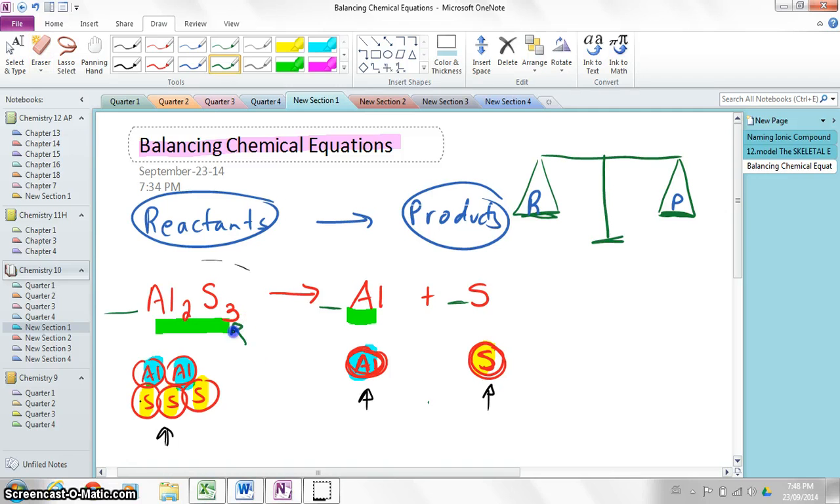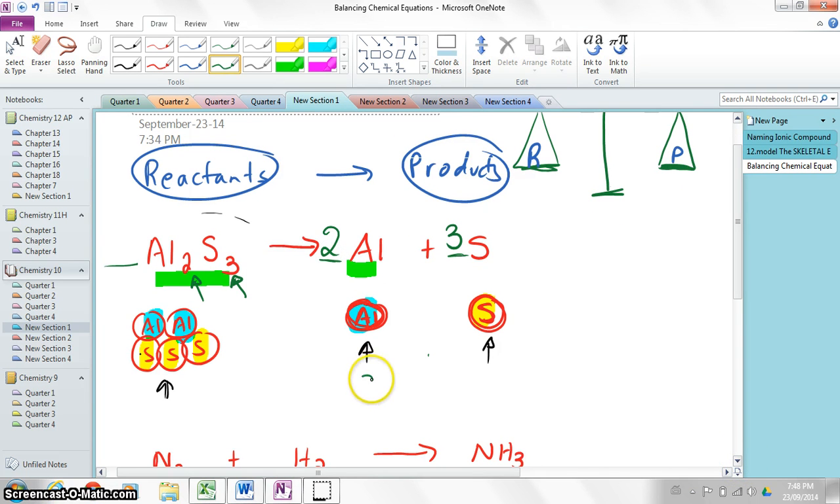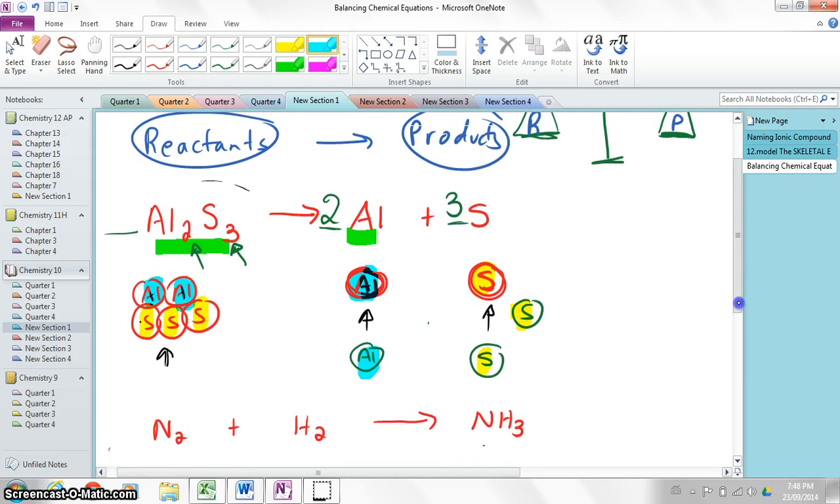So if we have 3 sulfur atoms on the reactant side, we need 3 sulfur atoms on the product side, so we're just going to put a 3 there. And here we have 2 aluminums on the reactant side, so we need 2 aluminums on the product side. We're going to put a 2 there. That just means you have 2 aluminum atoms, and 3 sulfurs means you have a total of 3 sulfur atoms. Now if you count, we have 1, 2, 3 sulfur atoms, 1, 2, 3 sulfur atoms, and 1, 2 aluminum atoms and 1, 2 aluminum atoms. So now it's balanced, and the mass before equals the mass after.